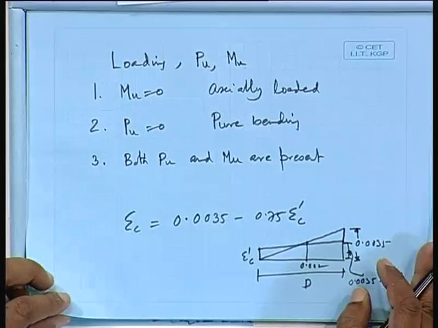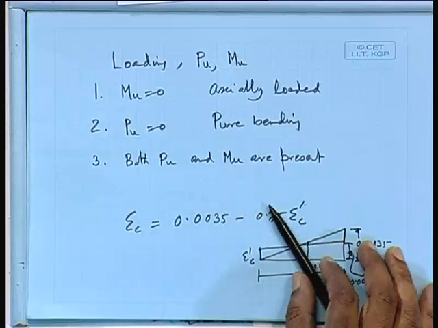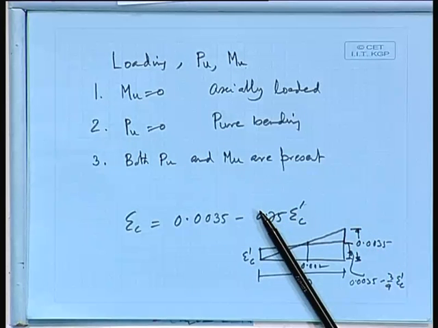What do we do here? PU and MU are given. Now what should be the percentage of steel, that we do not know.